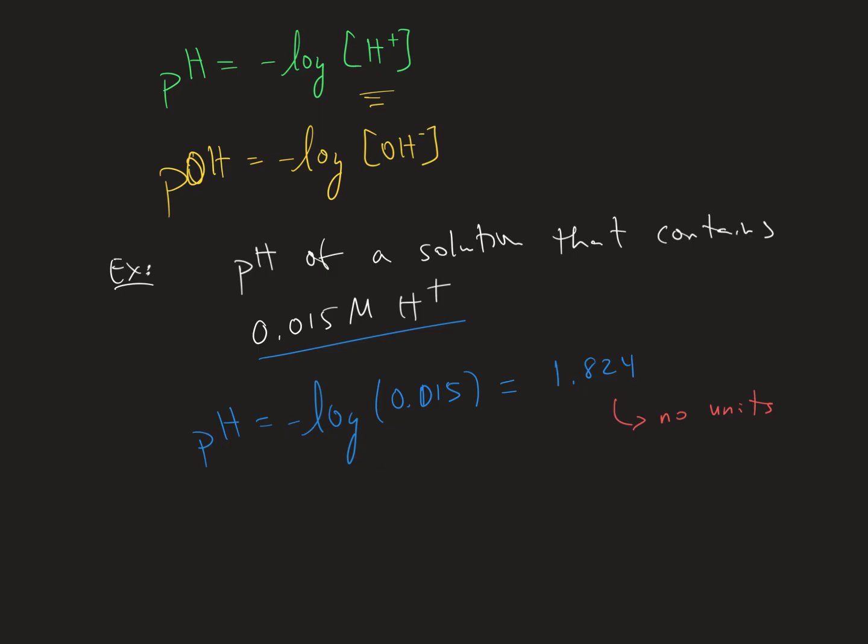Can we all do this? Try it. If we're not getting it, some calculators are a little bit different. Most calculators, you just type in the negative button, log 0.015. If that's not working for you, it might be a reverse polar thing. You have to type in 0.015, then the log button, then the negative button, or the plus minus button.